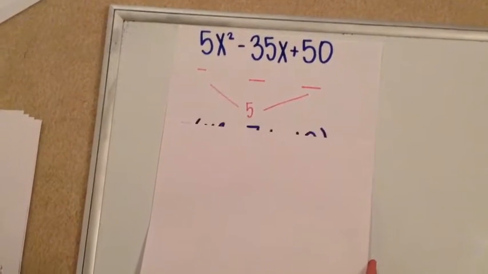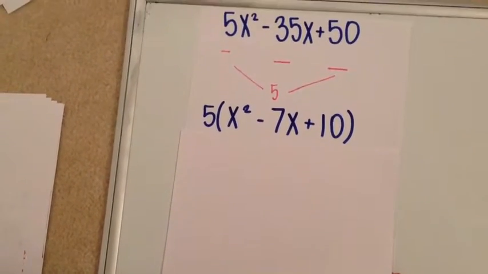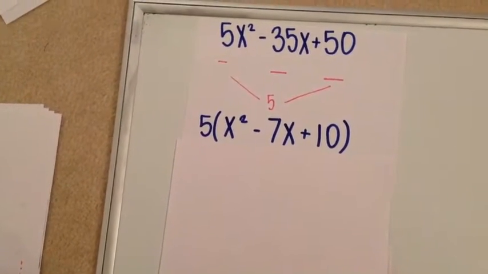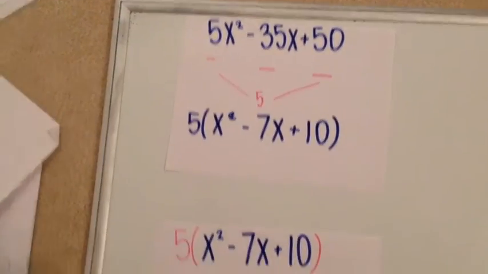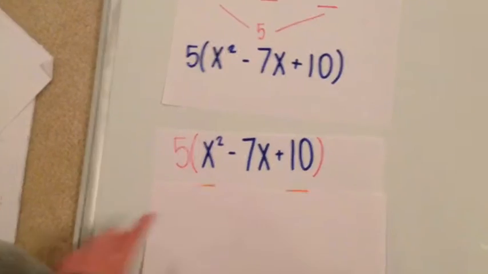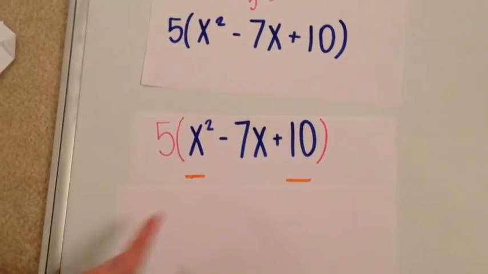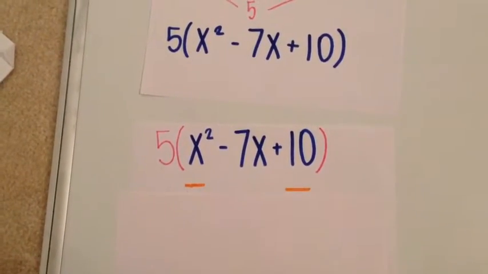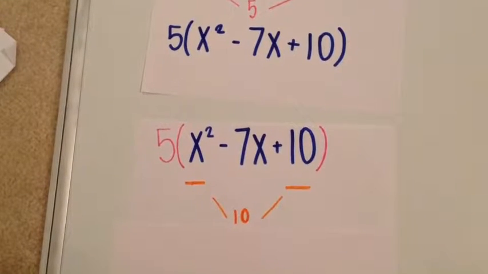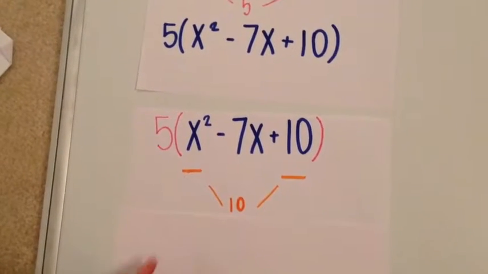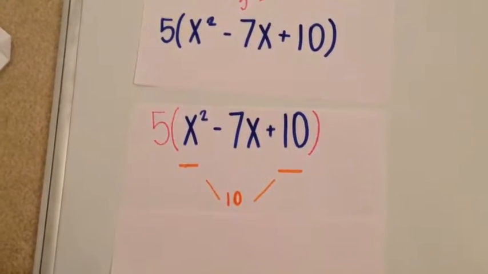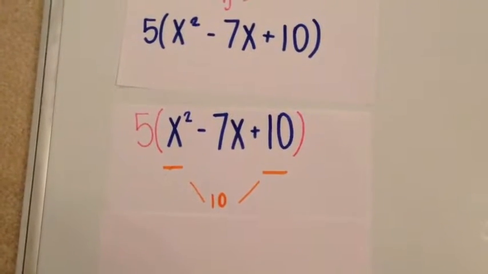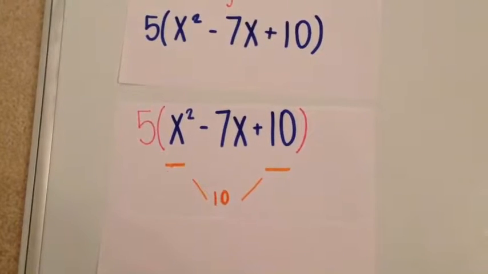So we're going to take out the 5, and our new equation is 5 times x squared minus 7x plus 10. So when we look at our new equation, we have to look at our first term and our last term to see what they multiply together to find, which is 10. And so our next step is to find all the factors of 10 that add together to equal negative 7.